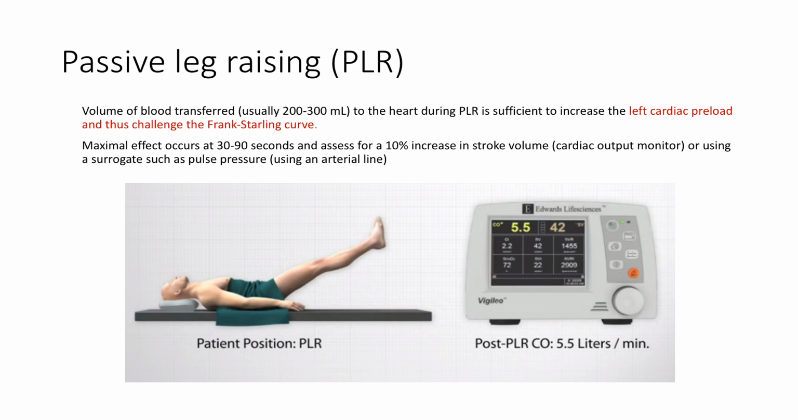So you should see a maximal effect somewhere between 30 and 90 seconds, and what you're looking for is a 10% increase in stroke volume if you're in a position to measure stroke volume, or at the very least some surrogate like your pulse pressure on the arterial waveform. So a neat way of giving a fluid bolus, but knowing that if you're wrong, you'll soon be emptying it away from the heart when you put the legs back down.